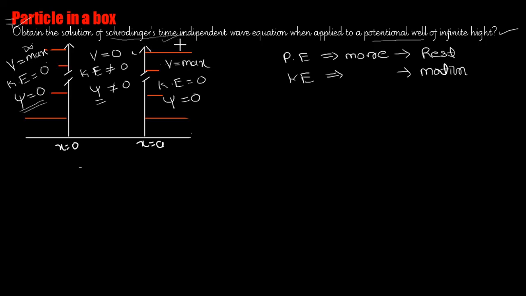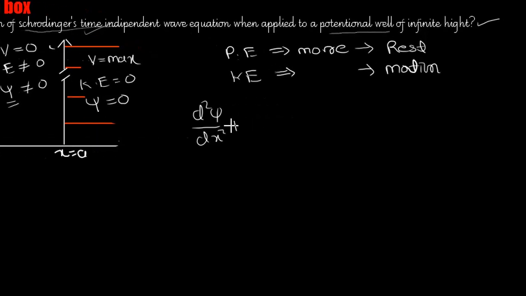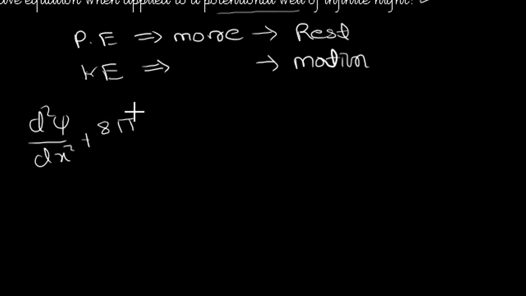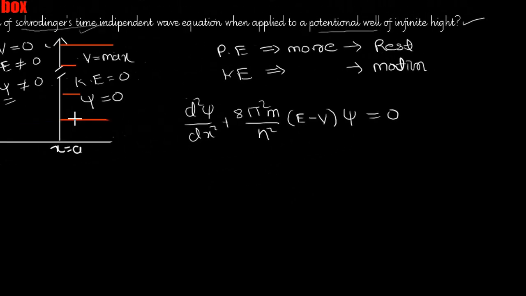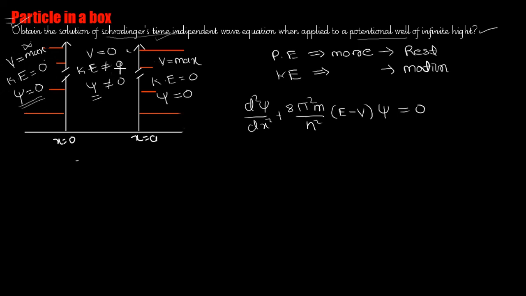As mentioned above, let us write the Schrodinger time independent equation. We know that d square psi by dx square plus 8 pi square m divided by h square into (E minus V) into psi is equal to 0. This is the time independent Schrodinger equation. Now, as we know, there are two conditions, one outside the potential well and another inside the potential well. Let's first find the equation for outside the potential well.